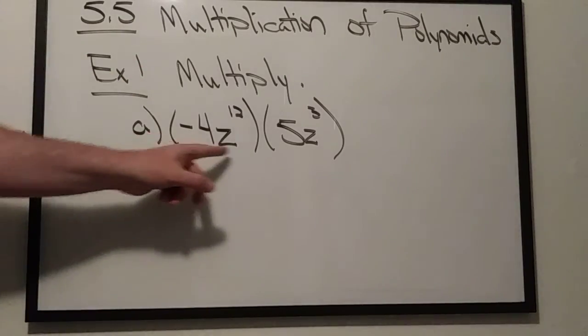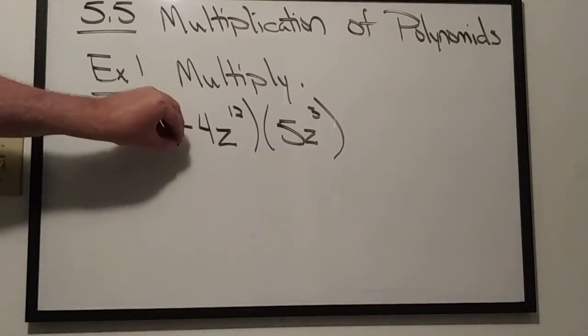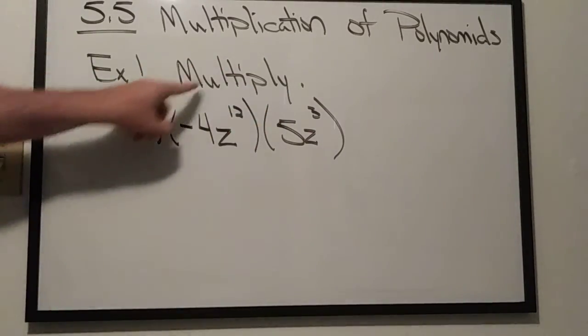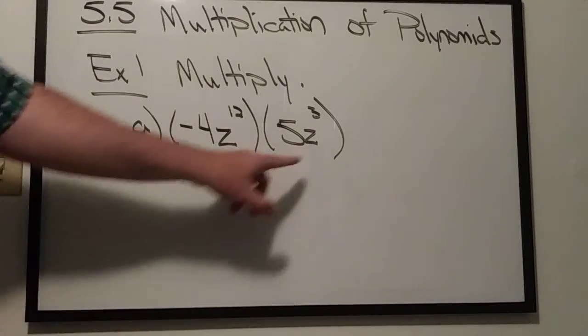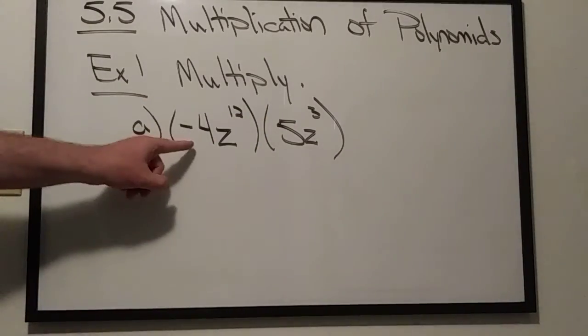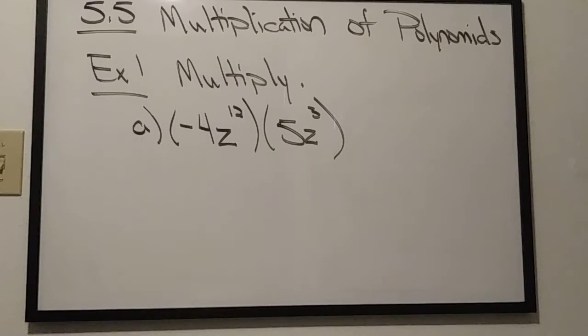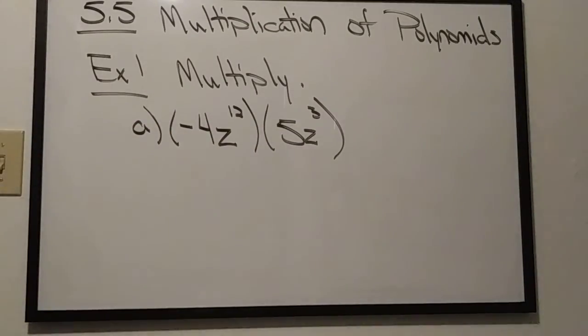And as you look at this, let's go ahead and use some of the terminology from the other day. I have a polynomial here and a polynomial here. This first polynomial is a monomial. There's only one term in that polynomial. And the second polynomial is also a monomial. So I'm multiplying a monomial times a monomial. Now, when I'm multiplying a monomial times a monomial, this actually goes back to things that we've already talked about earlier in the course. So notice that all of these pieces are connected by multiplication.